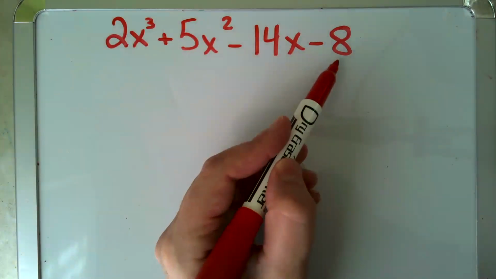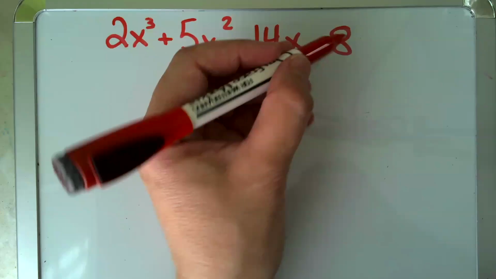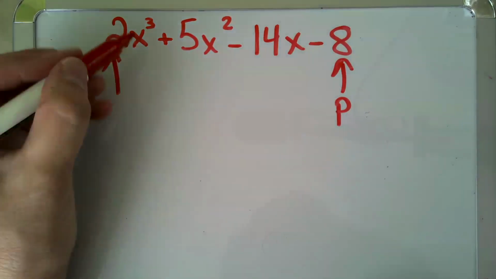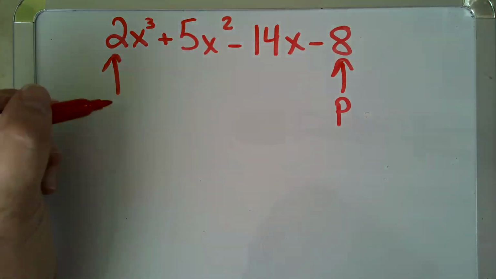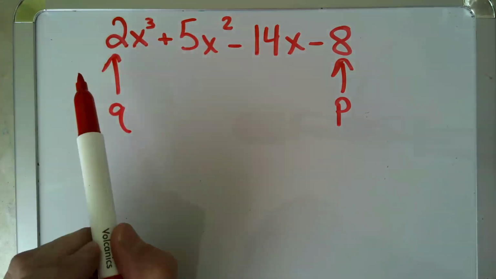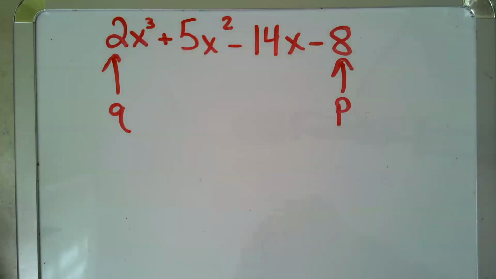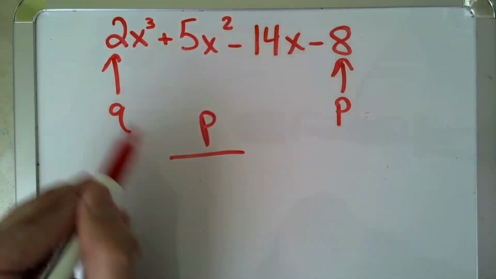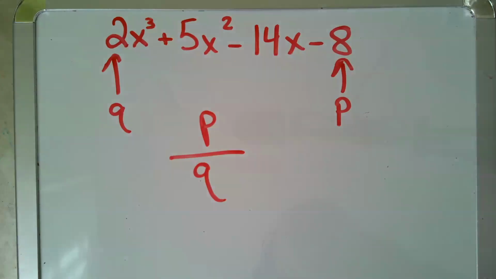If the constant term, the one without a variable, is p, and the coefficient of the term with the highest degree is q, then the only rational roots that exist for this polynomial function will be a factor of p divided by a factor of q. All right, what does that mean in practice? And then how do we use it to help us break down and factor this polynomial?